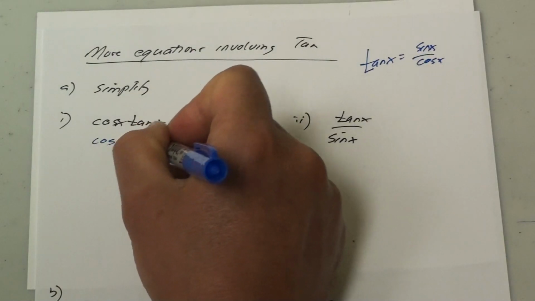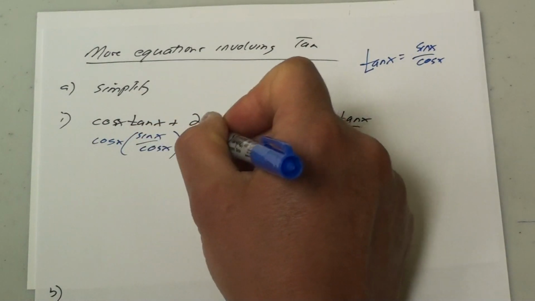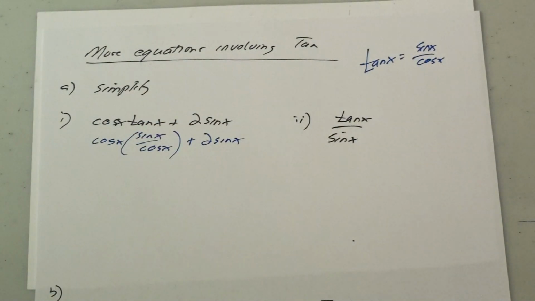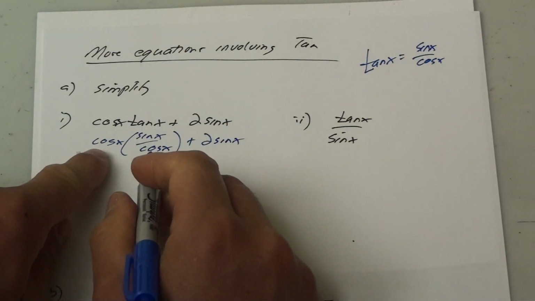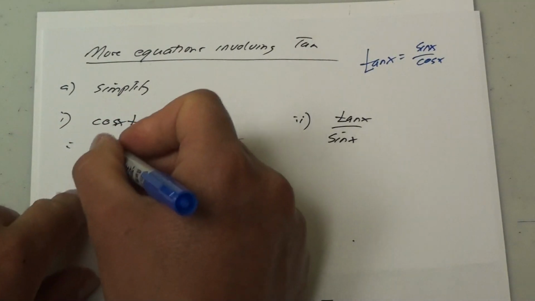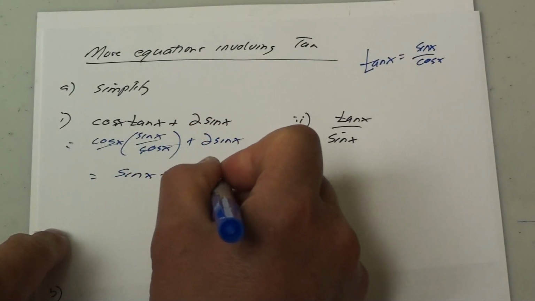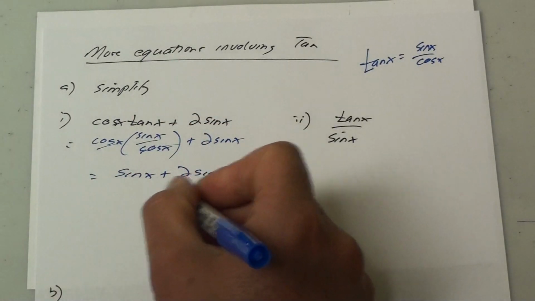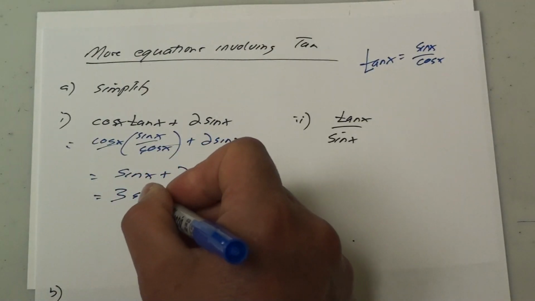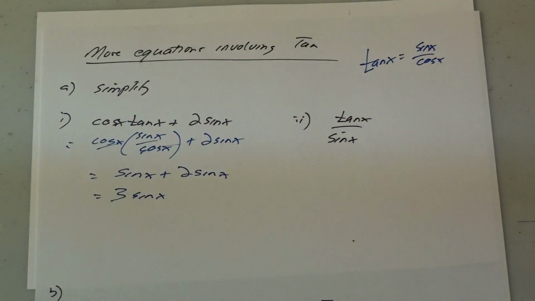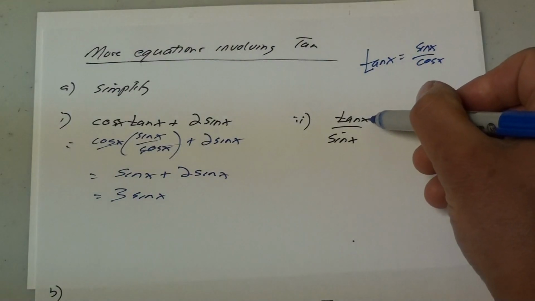Sine x over cos x times 2 sine x. Okay, I have multiplying and dividing going on, so they can cancel out. So I'm left with sine x plus 2 sine x. Well, if I have 1 sine x plus 2 sine x, I'm going to have 3 sine x's as my simplified answer.